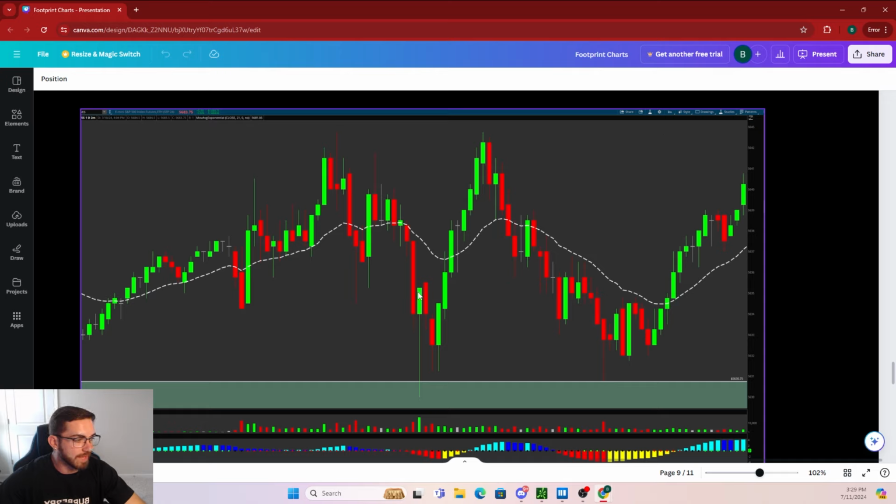So as price came down into the demand level, we got a very, very bullish green candle with a lot of volume coming out of it. I personally got long on this candle and then added to my position as we dipped back down towards this demand and was able to capture this move all the way back up.